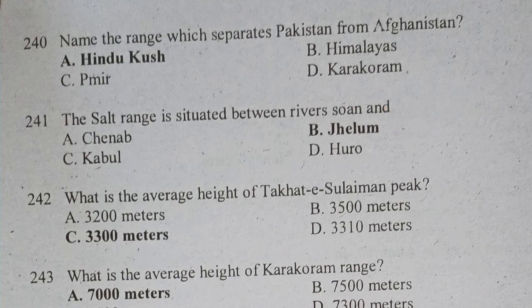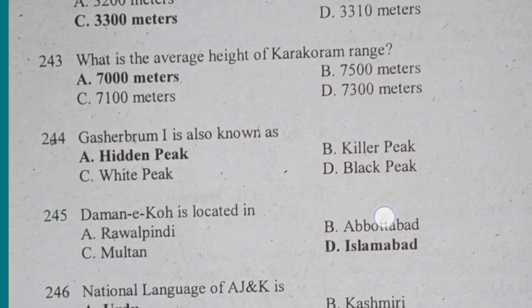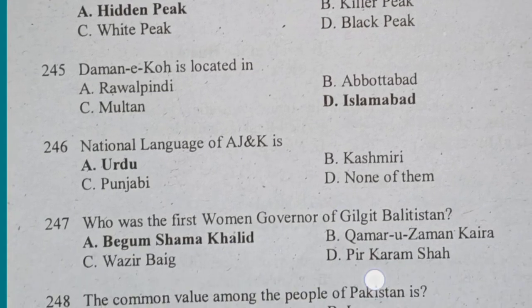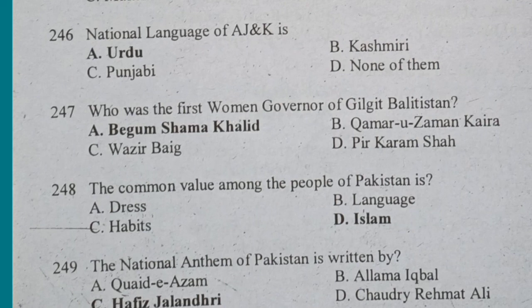What is the average height of Takht Suleiman Peak? 3,300 meters. What is the average height of the Karakoram Range? 7,000 meters. Gasherbrum I is also known as Hidden Peak. Daman-e-Koh is located in Islamabad. The national language of Azad Jammu and Kashmir is Urdu.